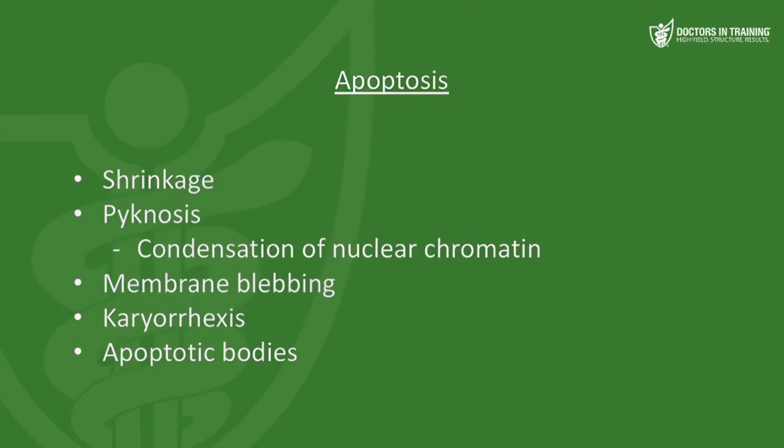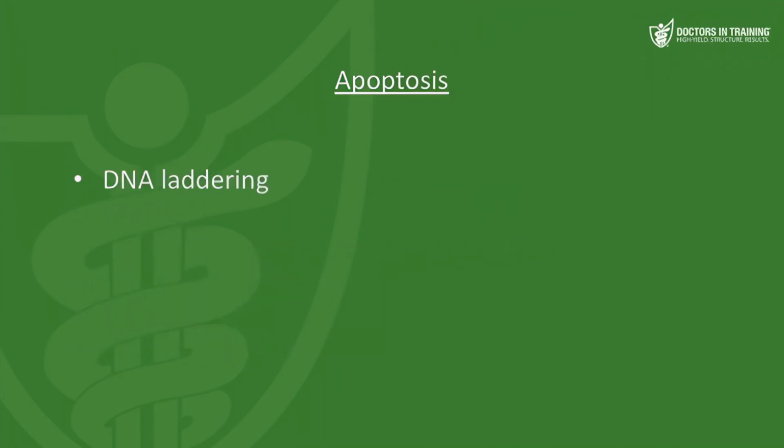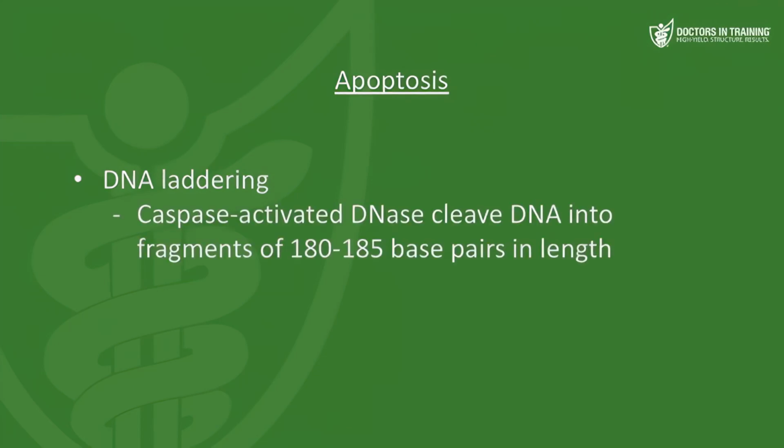Now, another characteristic of apoptosis is DNA laddering, which can be seen on agarose gel electrophoresis. So caspase-activated DNase will cleave DNA into fragments that are about 180 to 185 base pairs in length. So the pattern you see on the electrophoresis kind of looks like a ladder.